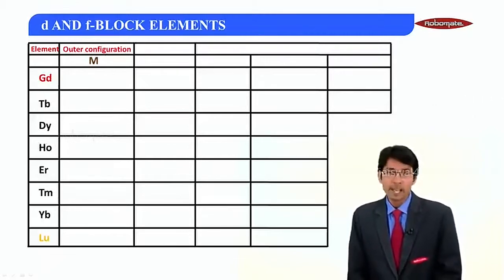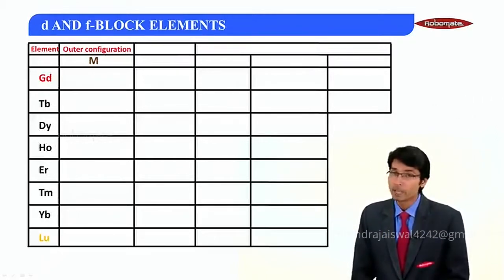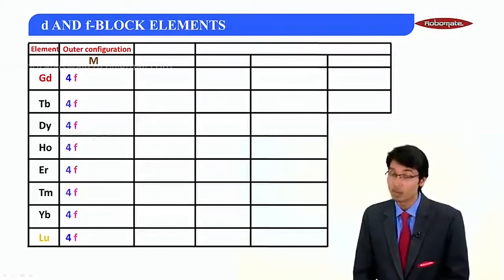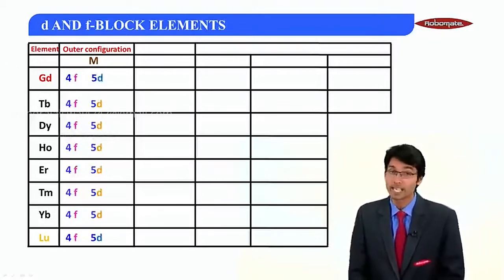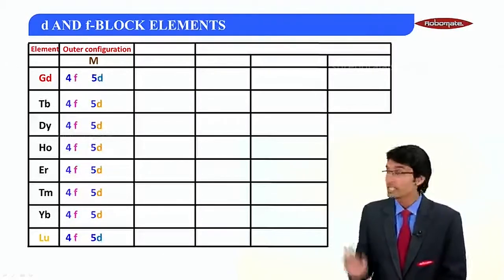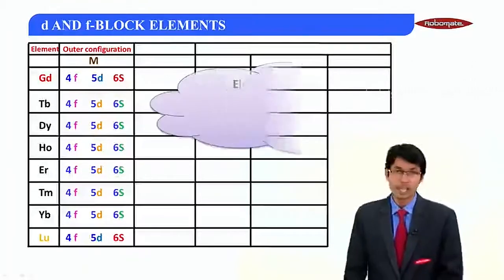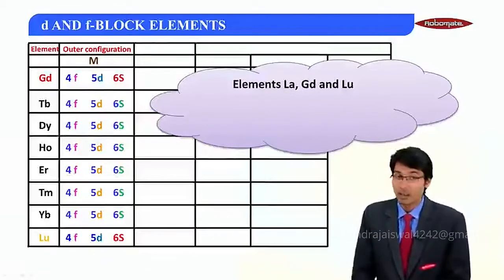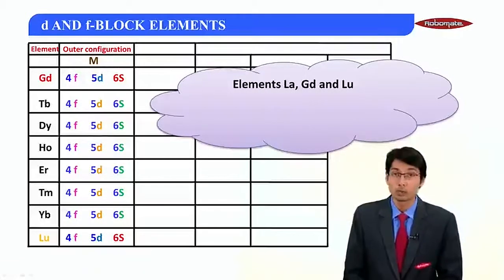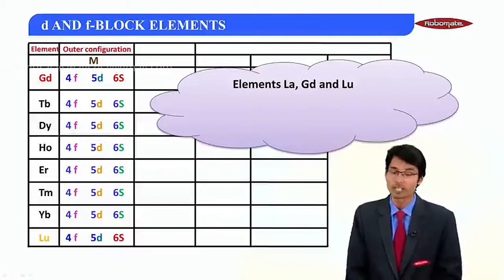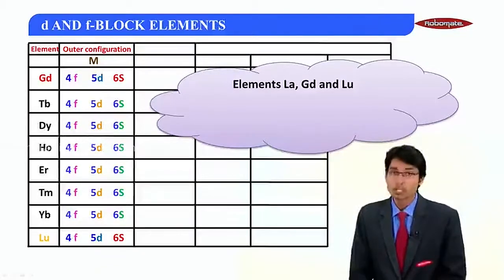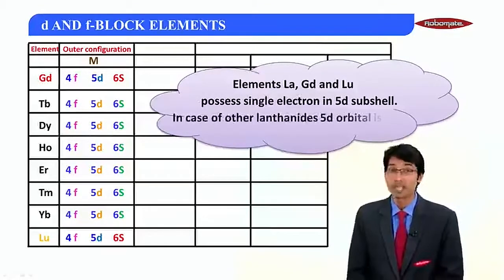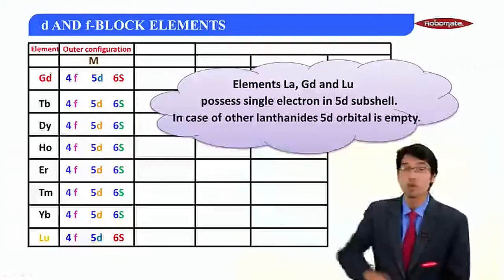Now if you see, in their elementary state, all these elements have 4f orbitals in the pre-penultimate shell, 5d orbitals in the penultimate shell, and 6s orbital in the valence shell. As we know, according to the rule of extra stability, the first element lanthanum, the central element gadolinium, and the last element lutetium do not change their electronic configuration in the observed state, because they possess one electron in the 5d orbital, but for the rest of the lanthanides the d electron gets shifted from d to f.